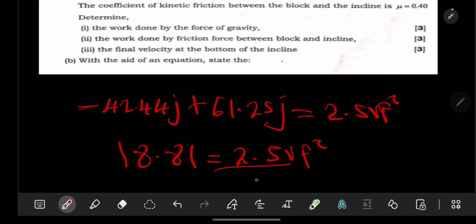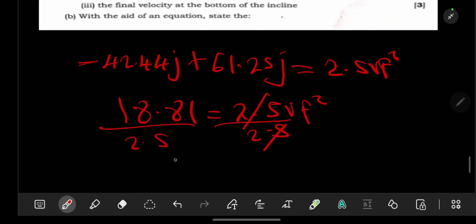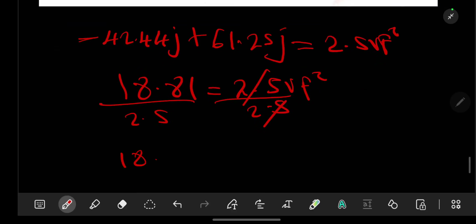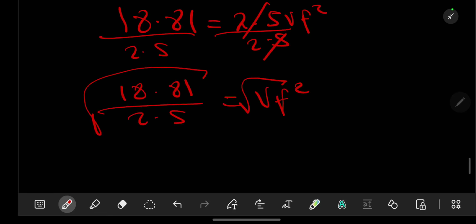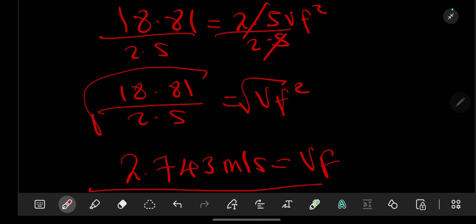v final squared. We divide by 2.5 on both sides, so 18.81 over 2.5 should be equal to v final squared. Whichever way is easier for you. So we take the root of 18.81 divided by 2.5, which gives us a value of 2.743 meters per second, which should be equal to Vf. So this is basically how we do that one.